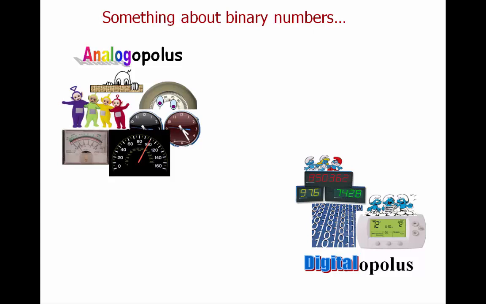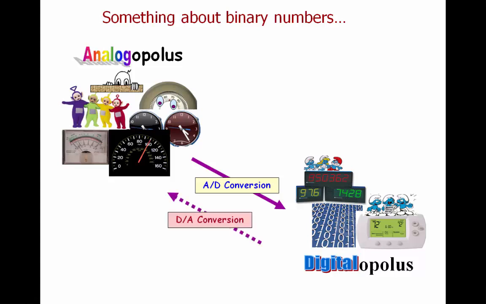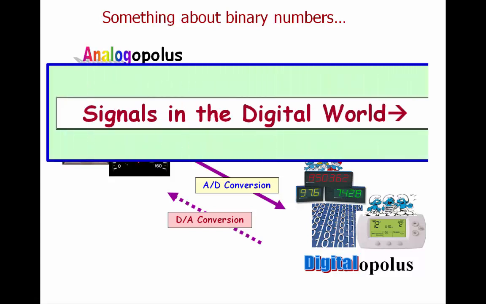Now something about binary numbers. Binary numbers stand as a contrast to the analog numbers with which we have become familiar thus far in the course. The analog world interfaces with the digital world through a process called analog to digital conversion. Similarly, the digital world interfaces with the analog world via a process called digital to analog conversion.